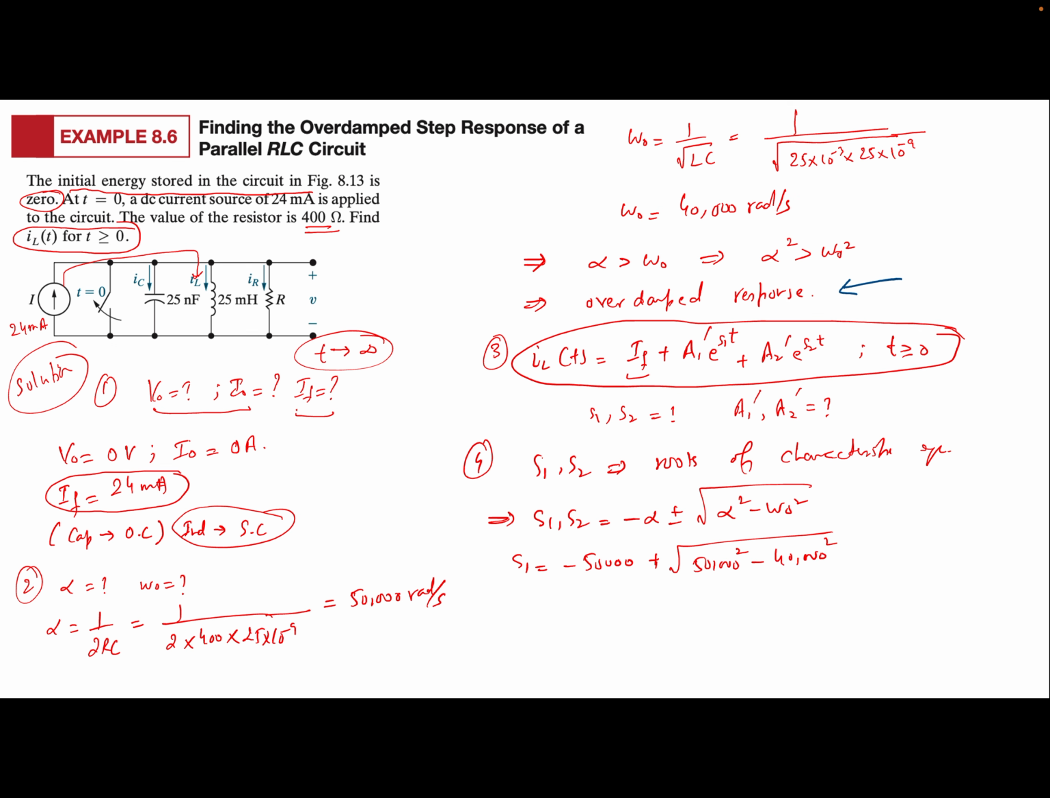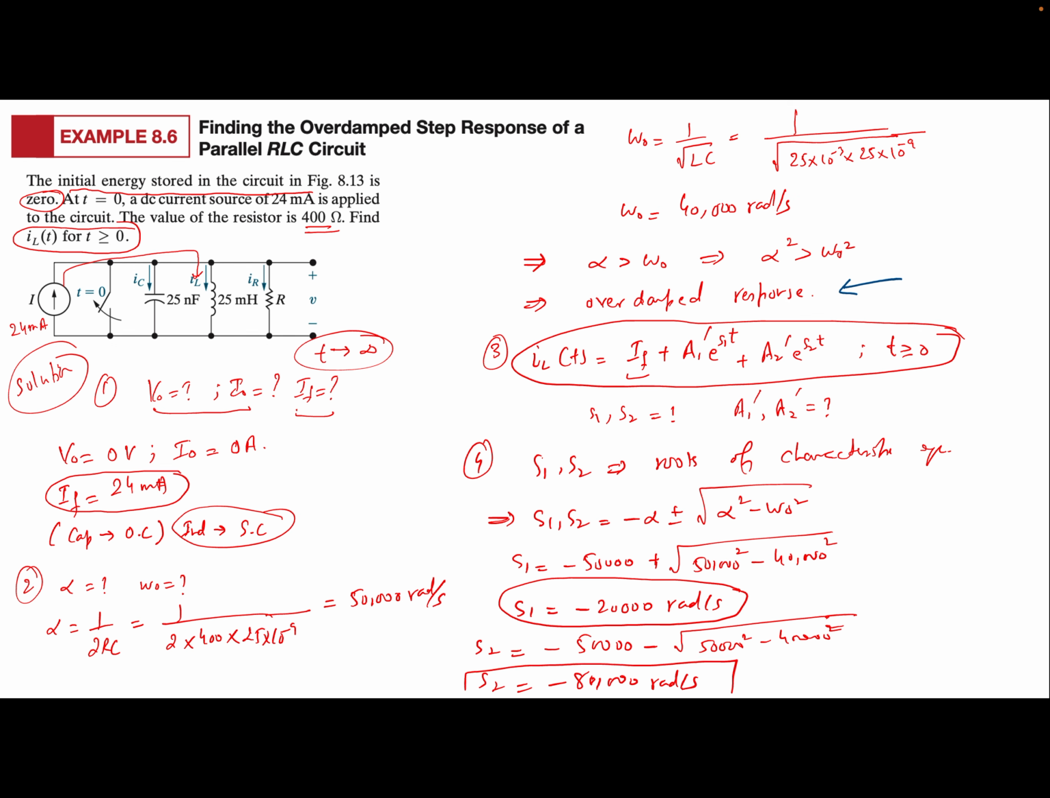And if you solve this, you're going to be left with S1 equals minus 20,000 radians per second. Let's find S2 as well. Minus alpha, minus 50,000, minus the square root of 50,000 squared minus 40,000 squared, and S2 is going to come out to be minus 80,000 radians per second.